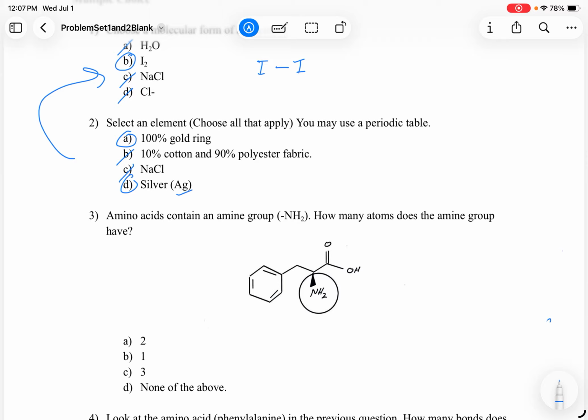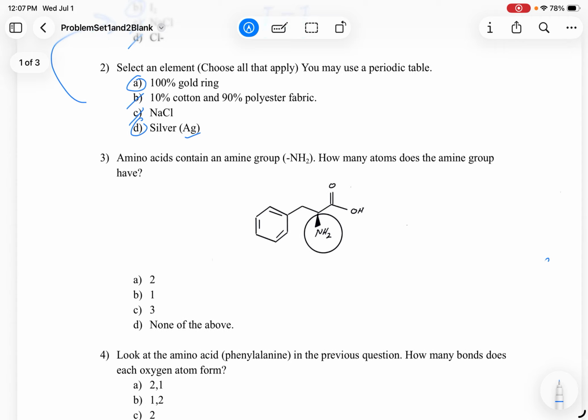We have a ring that is made up of 100% pure gold. This means that theoretically it is composed entirely of gold atoms, and therefore it is an element. The gold ring is an example of a macroscopic form of an element, with a gold atom being its fundamental building block, right? And silver, we already said we can find it in the periodic table of elements. So let's go ahead and do number 3.